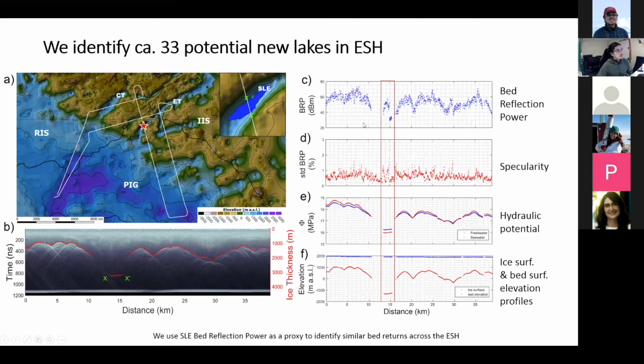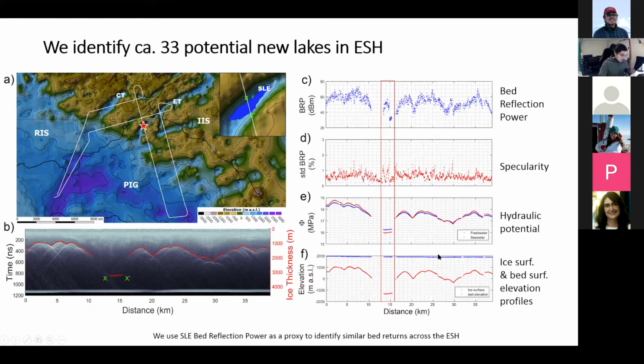So we can see in the bed reflection power that we have a high peak above the subglacial lake Ellsworth. The specularity also is suggesting low specularity just in the middle of the subglacial lake. Also, the hydraulic potential is showing a very flat surface above the subglacial water. And finally, in F, we're seeing just the ice surface and the bed surface topography elevation profiles.